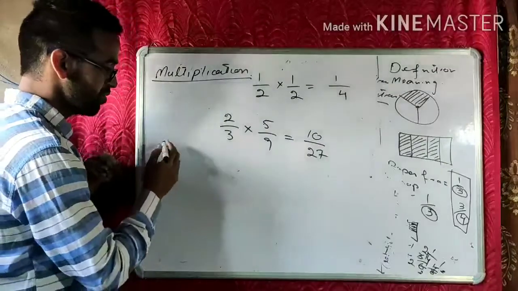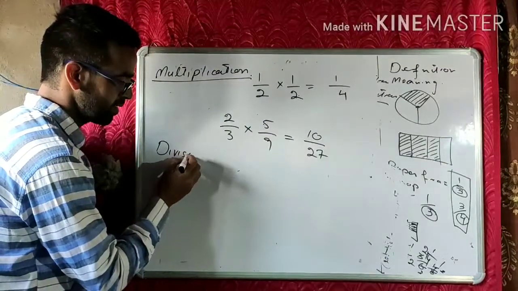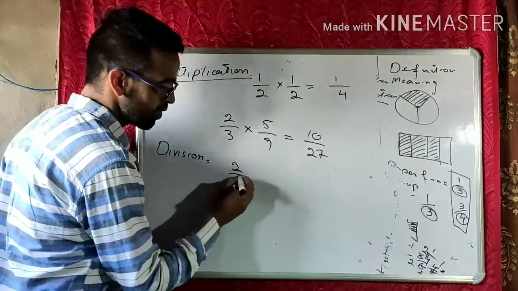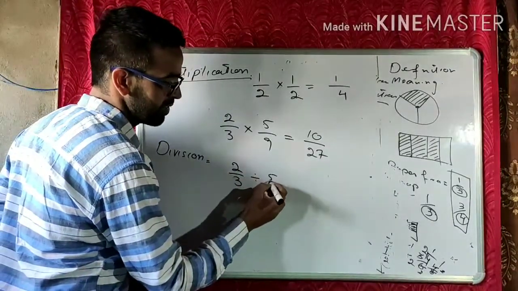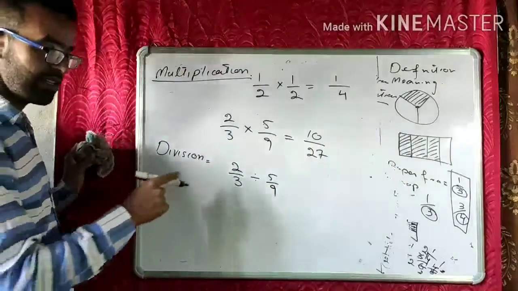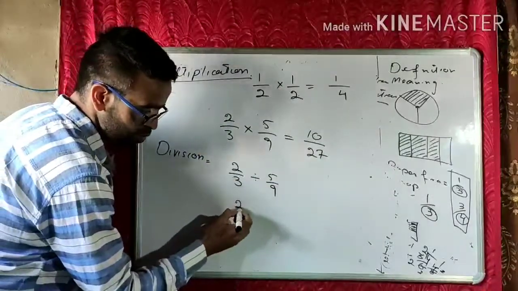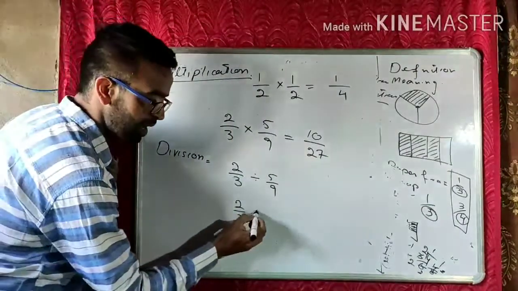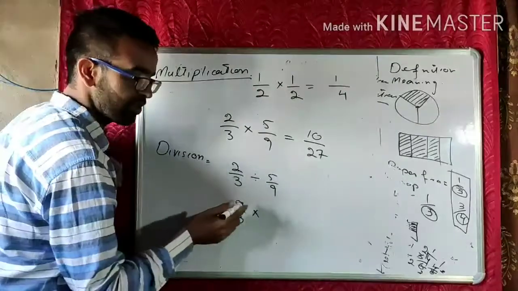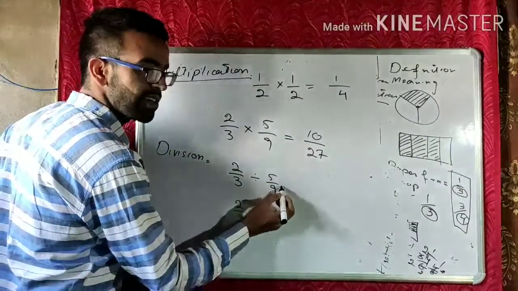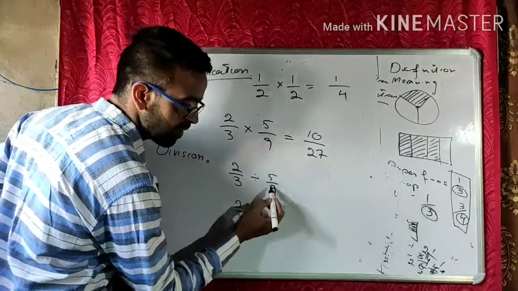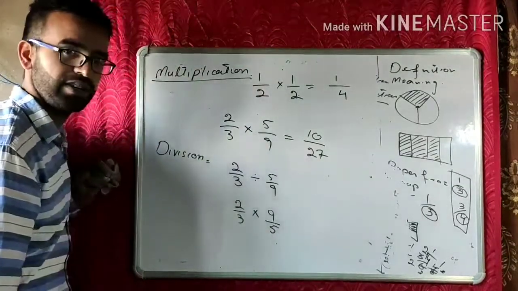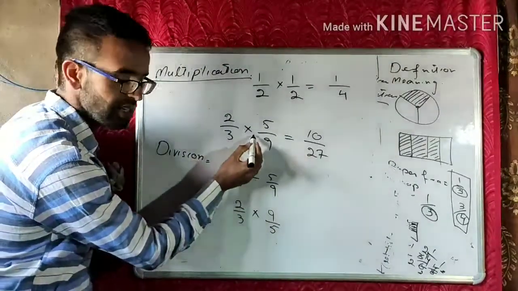And in the case of division, the process is the same. For example, this is 2 divided by 3 divided by 5 divided by 9. This is the question. What we do here, 2 by 3 remains the same. This division is changed into multiplication, and this gets the reciprocal process. For example, this is 5 by 9. This is interchanged, and this becomes 9 divided by 5. Okay, this becomes the same as multiplication here.